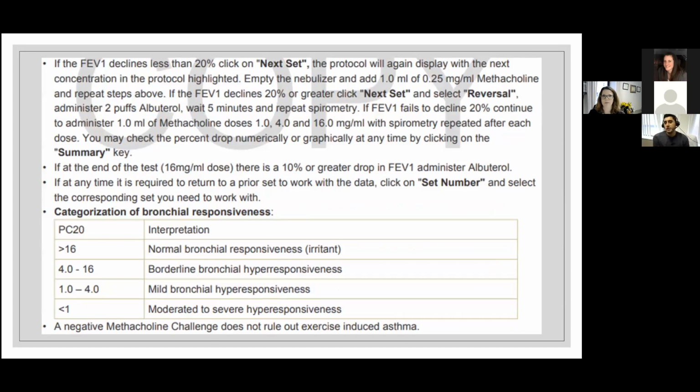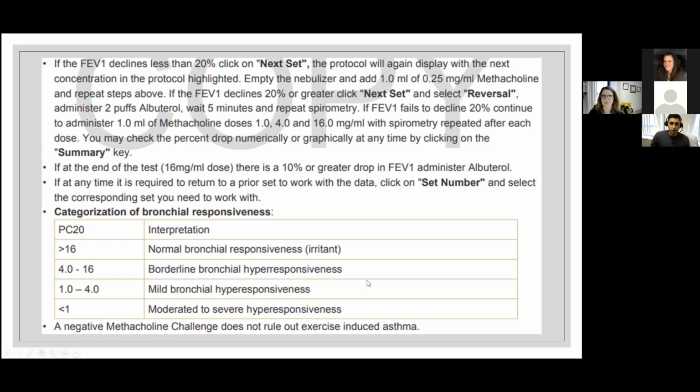If the FEV1 declines less than 20%, click on Next Set. The protocol will again display with the next concentration in the protocol highlighted. We empty out the nebulizer, add a milliliter of the next increased dose or concentration, and then repeat the following steps. Again, we're all trying to obtain the value here, which is the PC20, or the provocative concentration that causes a drop in FEV1 by 20%.